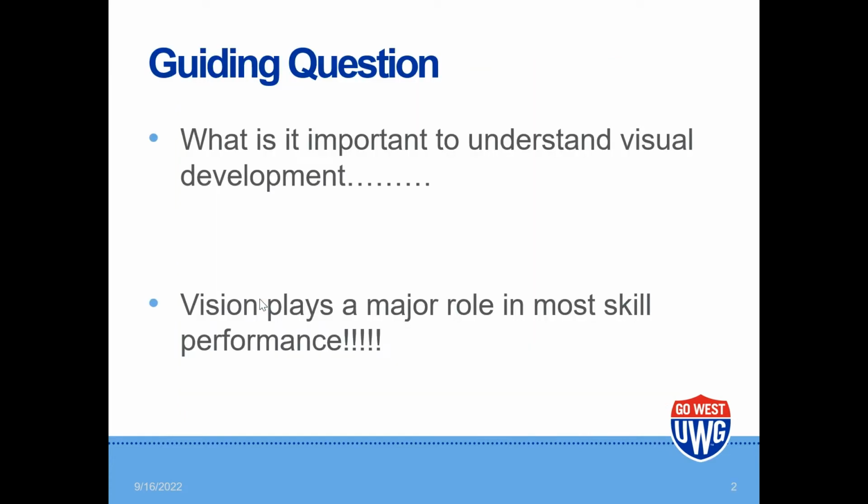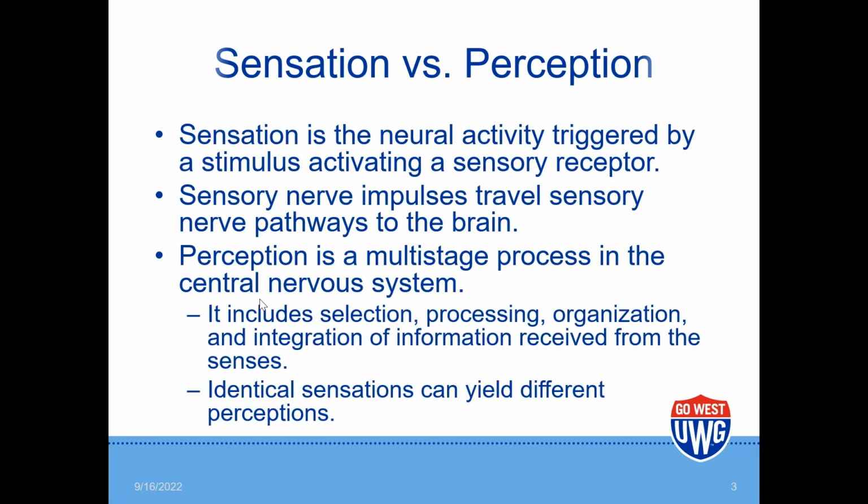So, with that being said, part of our guiding questions to start our lecture is we're going to start looking at visual to begin with. But why is it important to understand visual development, especially in our K-12 students that we're teaching physical activity to? And part of that reason does have to do with the fact that vision plays a major role in most of our skill performance. So, to get started, we need to talk about the difference between sensation and perception.